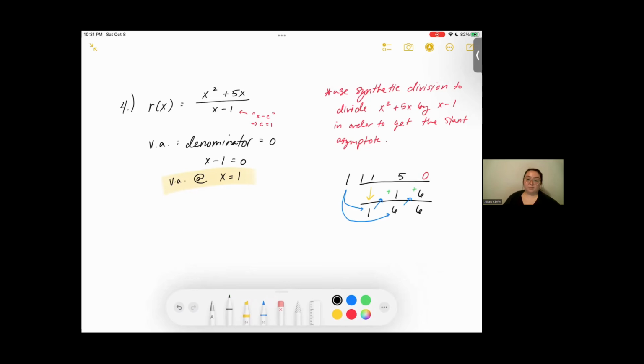And then we go, we're done. So now we just need to interpret our results. The number at the end is always the remainder. This is R of X. So we have the remainder, and this is our mx plus b part. So we have 6 and 1, or 1 and 6.